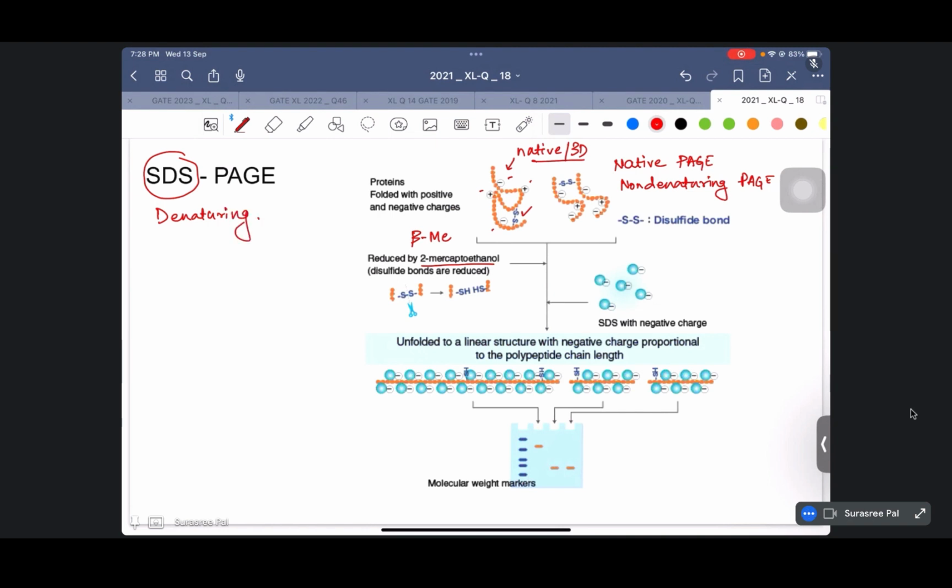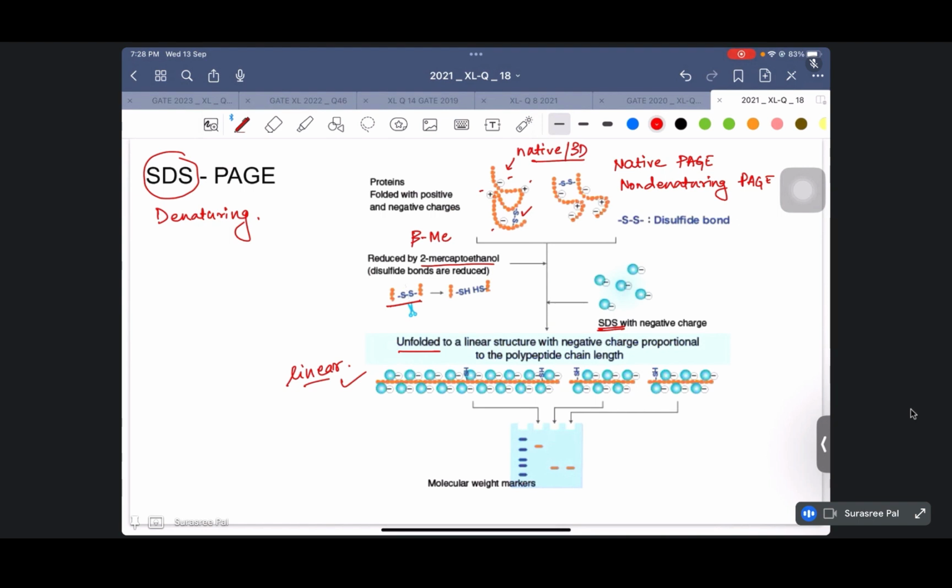First of all we treat the samples with beta-ME, or 2-mercaptoethanol. What it does is that it reduces the disulfide bonds. So these disulfide bonds are broken by beta-mercaptoethanol. And then we also treat the protein sample with SDS. What it does is that it first of all unfolds the protein. So the protein becomes linear, which is actually the primary structure of the protein.